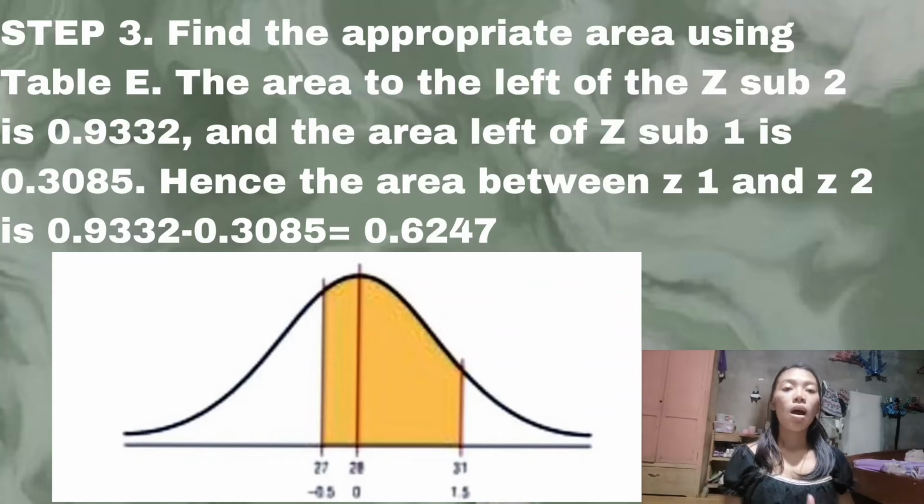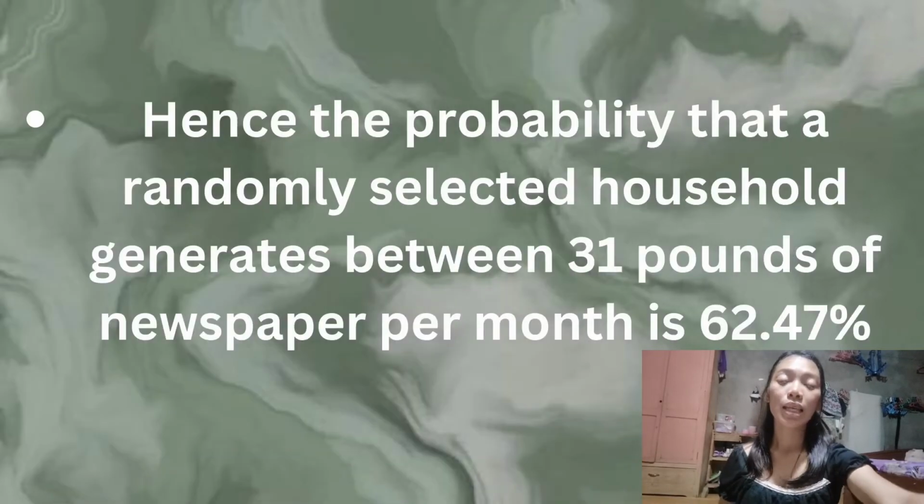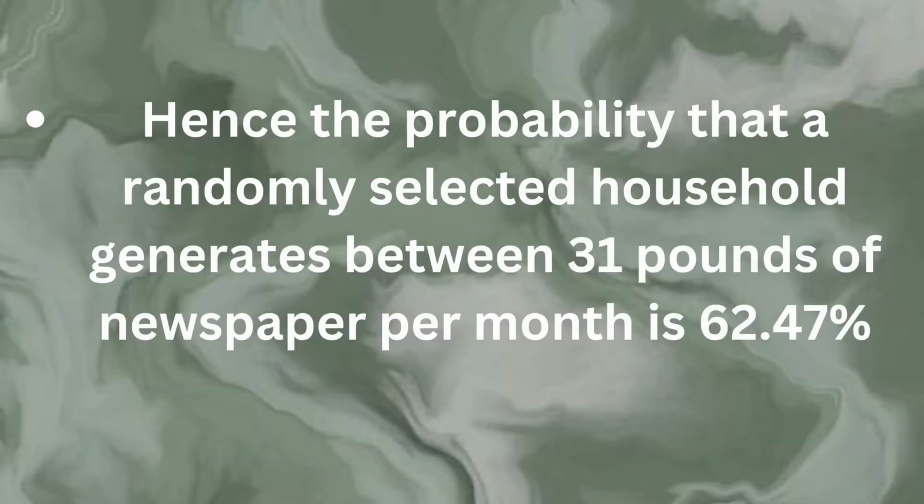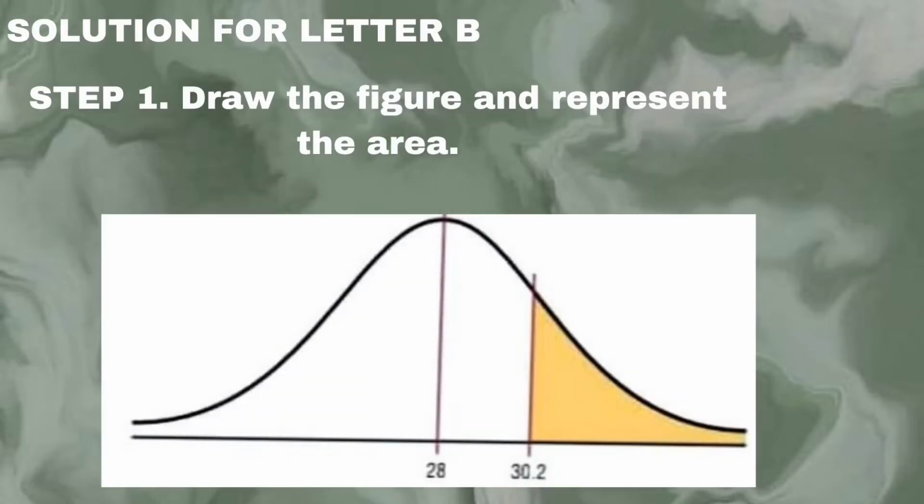In sketching this in our z distribution, class, our mean is 0. Then our z sub 1 is 0.3085. Our z sub 2 is 0.9332. Hence, the probability that a randomly selected household generates between 27 and 31 pounds of newspaper per month is 62.47%.